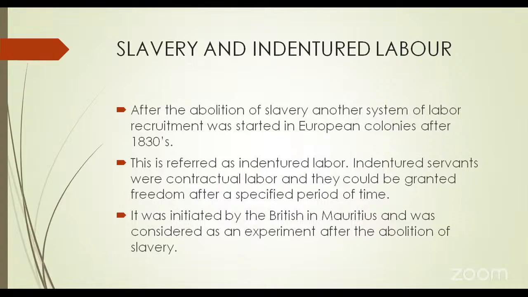Another system of labor recruitment, which started in European colonies, was indentured laborers. Contractual labor could be granted freedom after a specified period of time. It was a contract, but more often than not, they were like slaves because there was a contractual owner. It was initiated by the British in Mauritius and was considered an experiment after the abolition of slavery. In fact, a majority of Indians in most of the Caribbean, Africa, and Fiji were all indentured laborers.